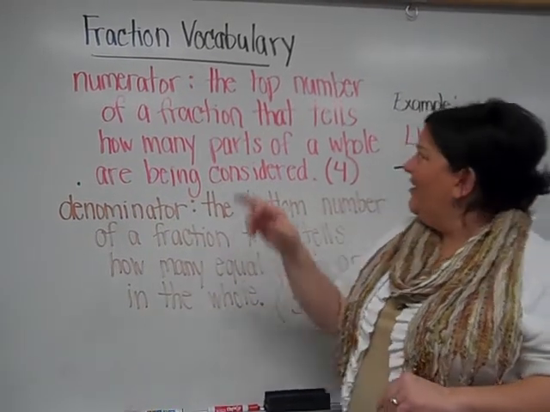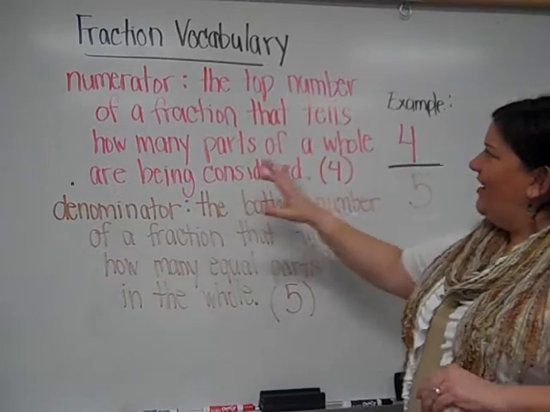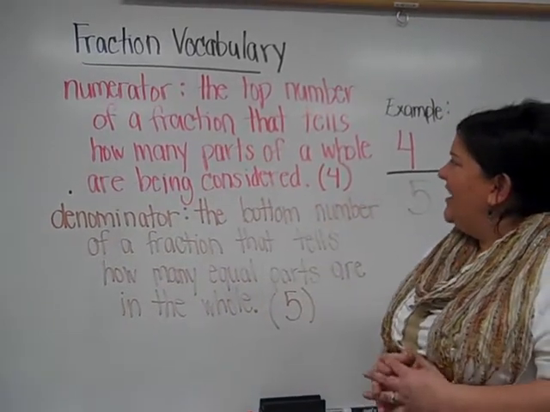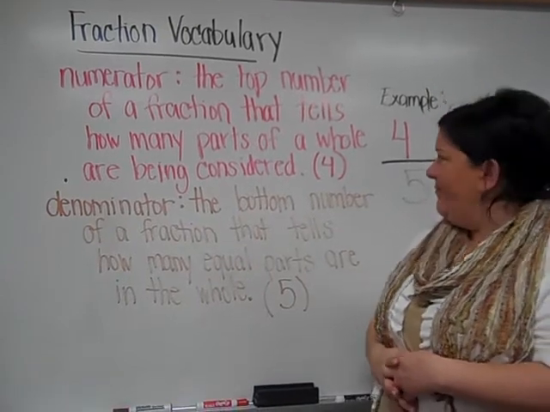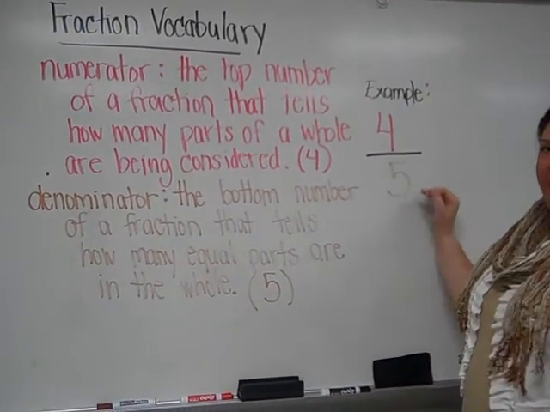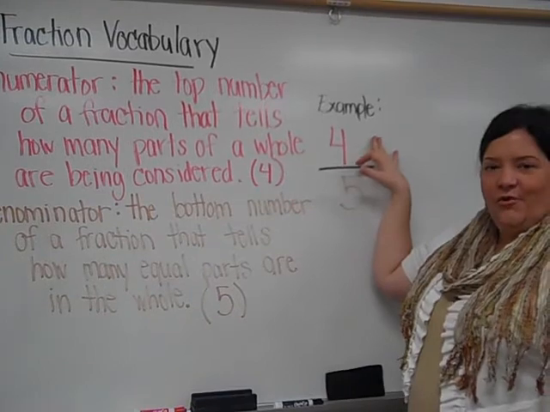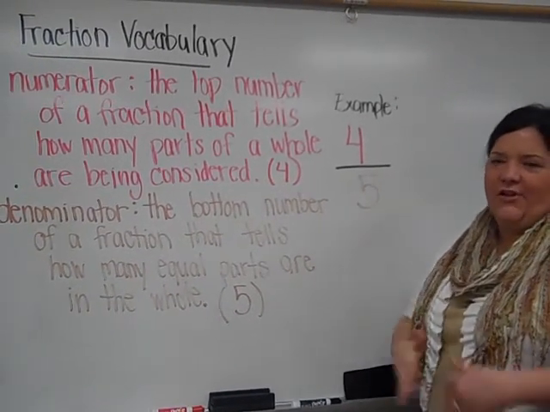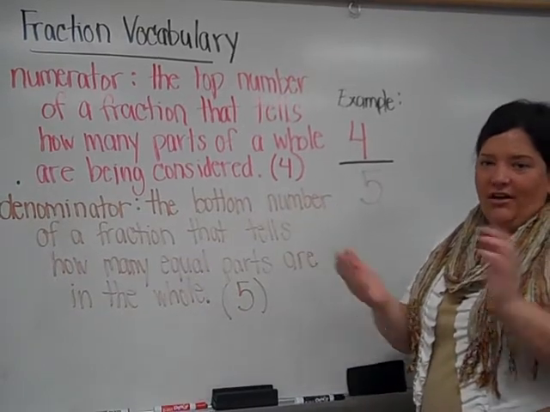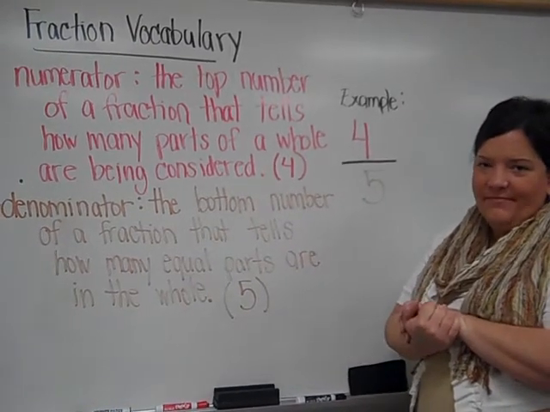The numerator is the top number of a fraction that tells how many parts of a whole are being considered. So in our example over here, 4 would be considered the numerator. Out of the 5 parts, we are talking about 4 of those 5 parts.